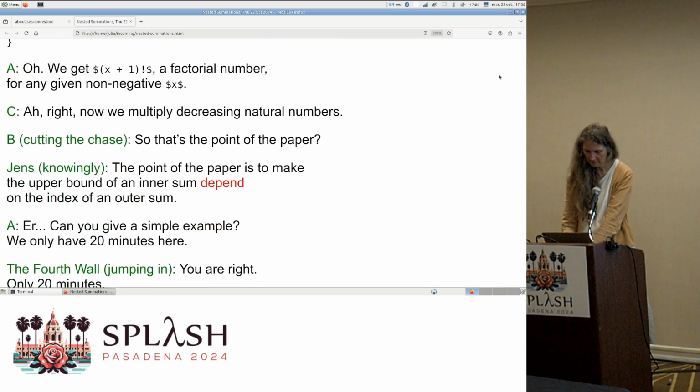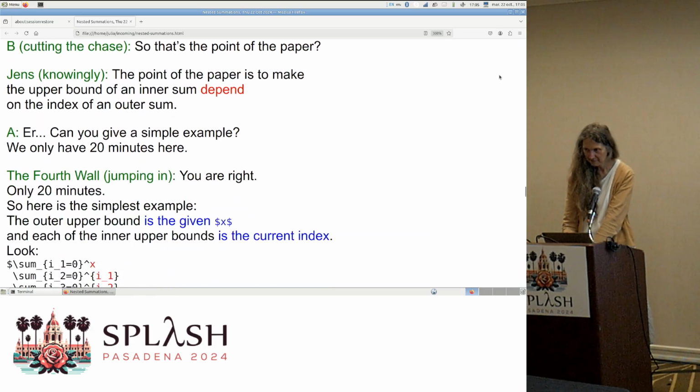Oh, we get x plus 1 factorial, a factorial number for any given non-negative x. Ah, right. Now we multiply decreasing natural numbers. So that's the point of the paper? The point of the paper is to make the upper bound of an inner sum depend on the index of an outer sum.